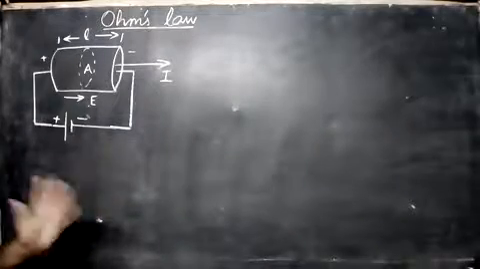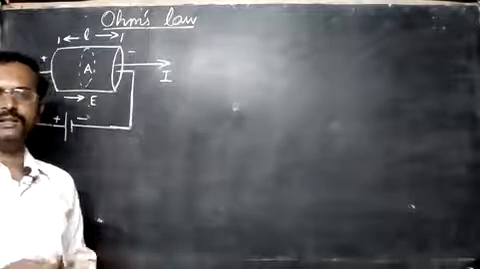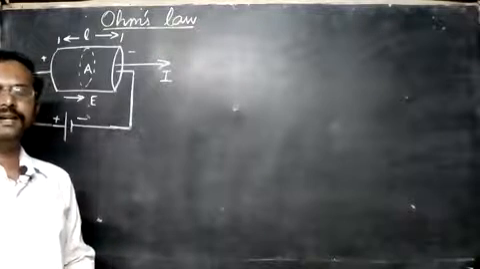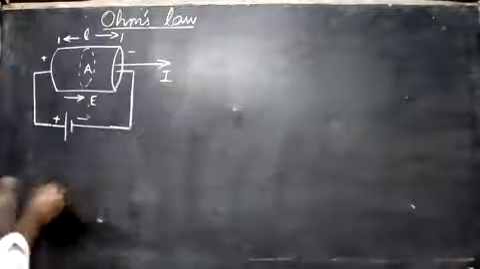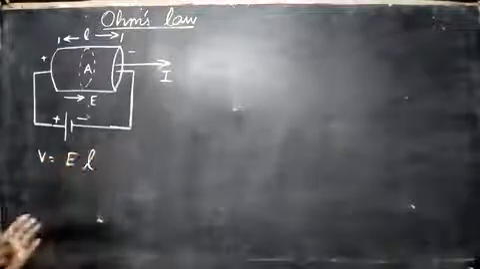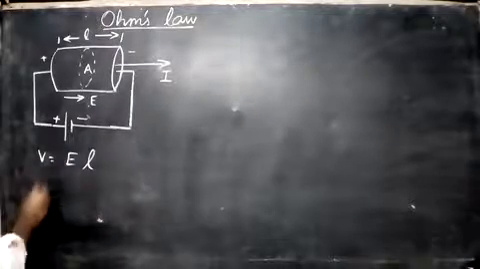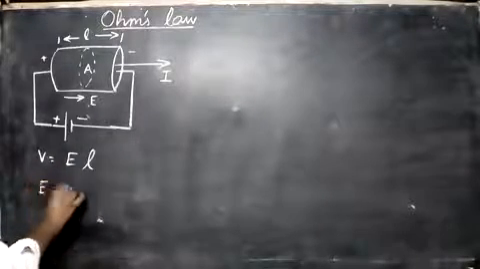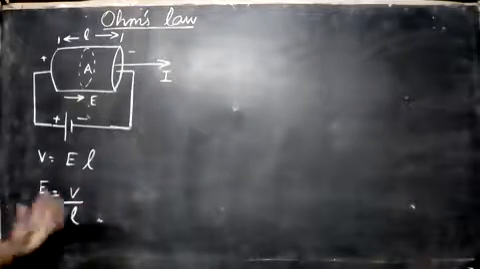Then there is a relation between voltage and electric field. We say there is a constant voltage across the ends, and then we get the relation V is equal to E into L. So from this equation, E is equal to V by L. We just bring this L down.